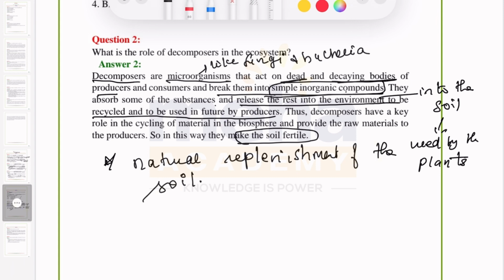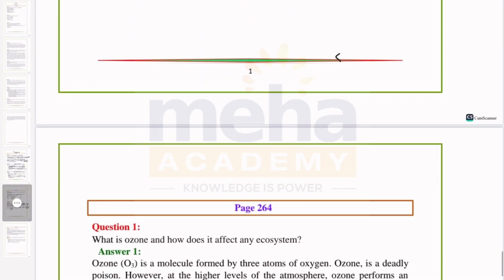These are the advantages of the decomposers. The decomposers are fungi and bacteria. They break down the dead and decaying bodies of the producers into simple inorganic compounds. After breaking down, these are given into the soil, where they are used by the plants. It also makes the soil fertile and helps in the natural replenishment of the soil. So decomposers are nothing but saprophytes and bacteria.